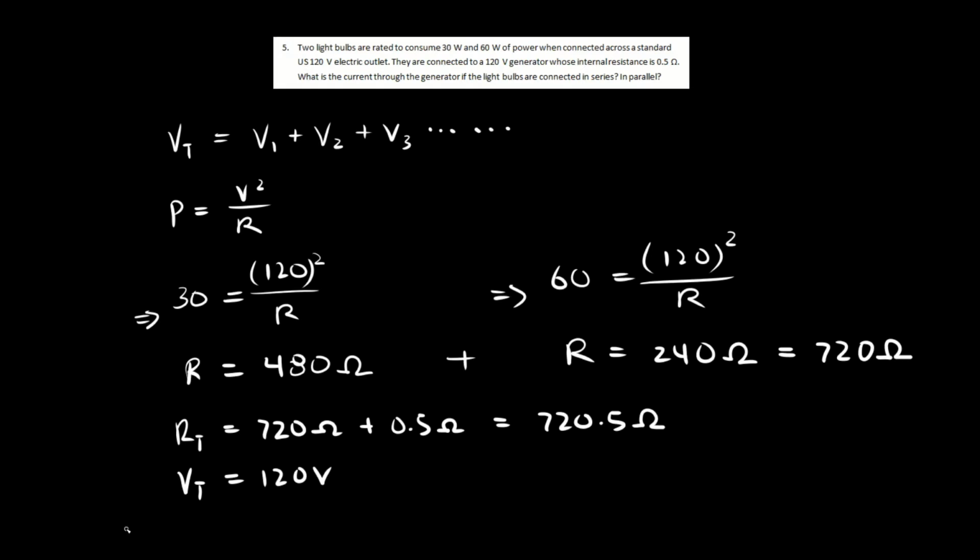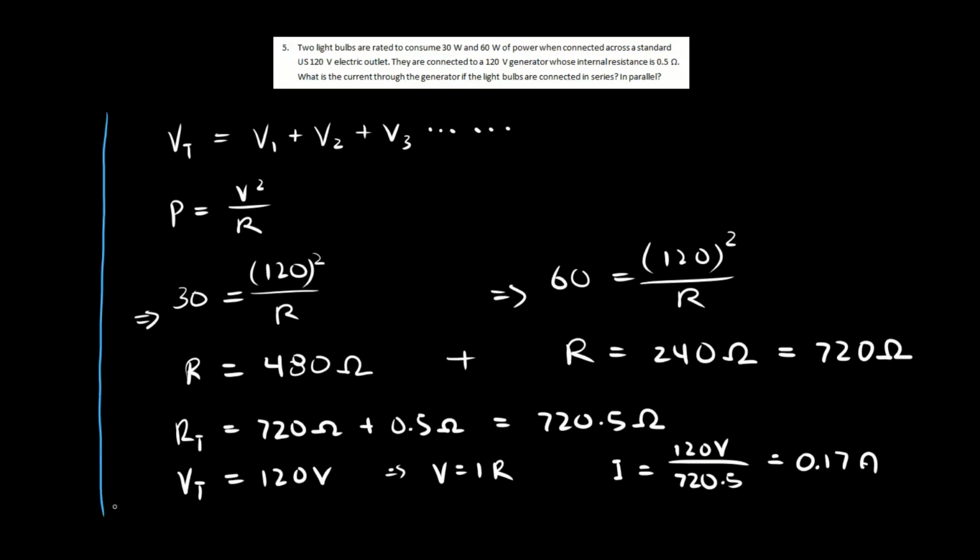So because we're given voltage total and resistance total, we can use the equation V equals IR to solve for current. And we get current is equal to your voltage, 120 volts, divided by 720.5, which is around 0.17 amps. So all of this work here was for the series circuit. Now let's take a look at the parallel circuit.